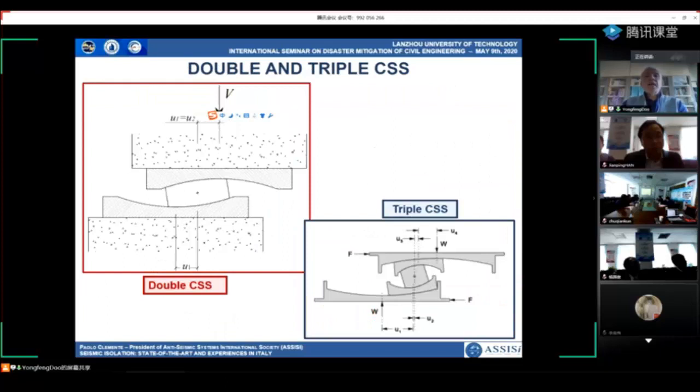Nowadays, we also have a double curved surface slider in which the internal element is not articulated. I don't like this kind of pendulum, and also the triple curved surface slider, in which the problem of different friction is much more important.